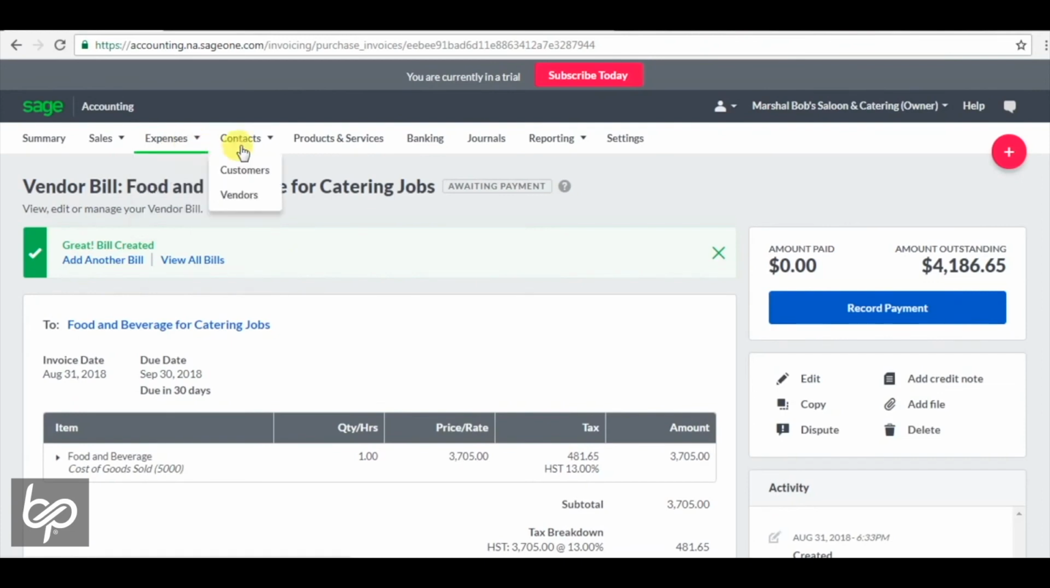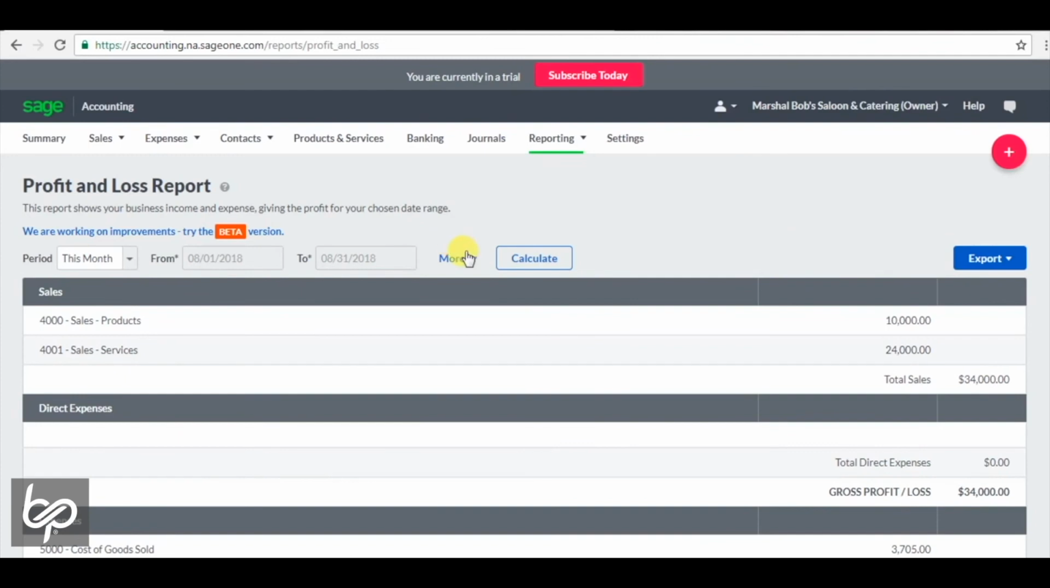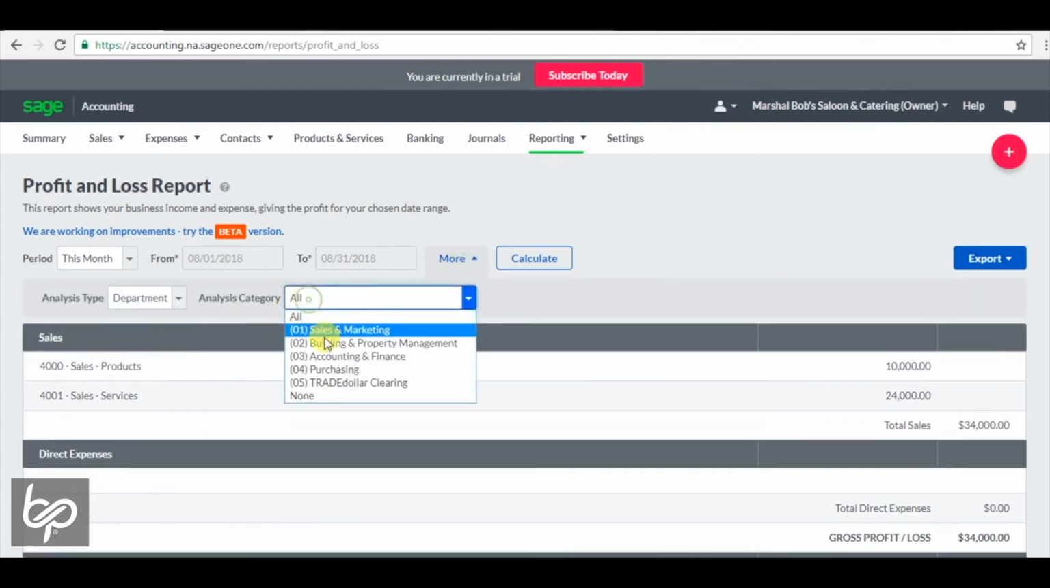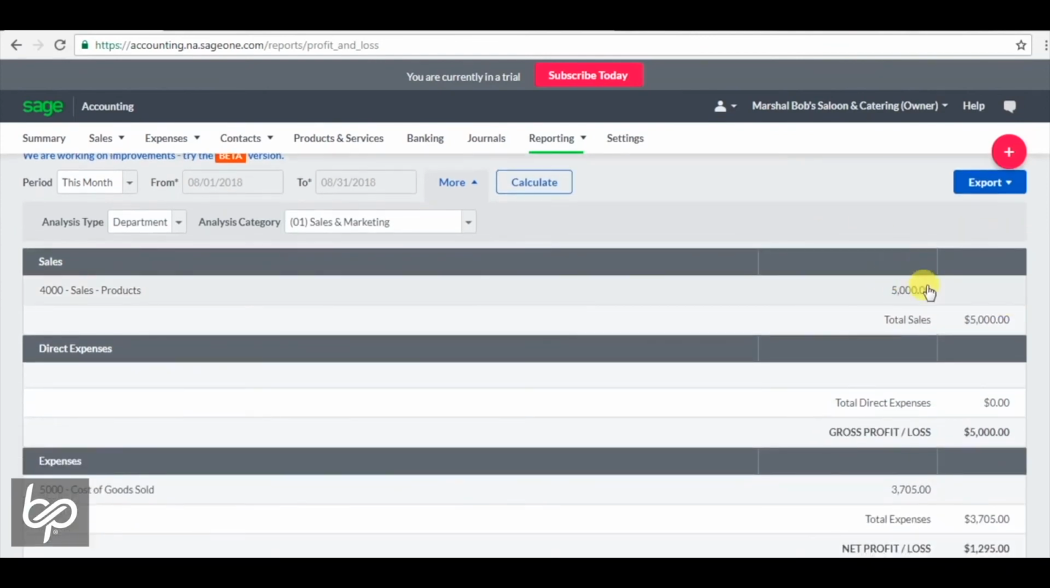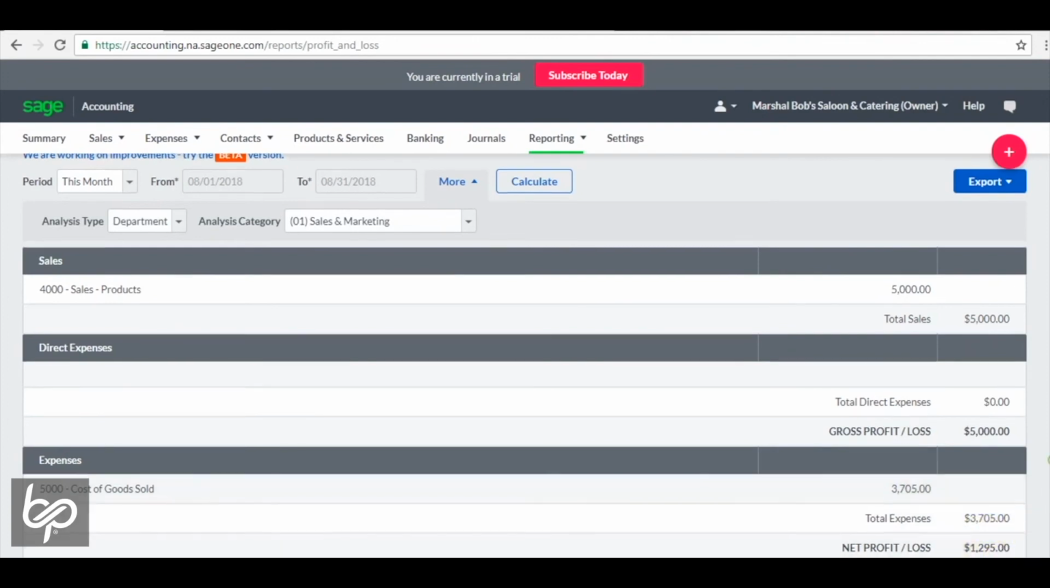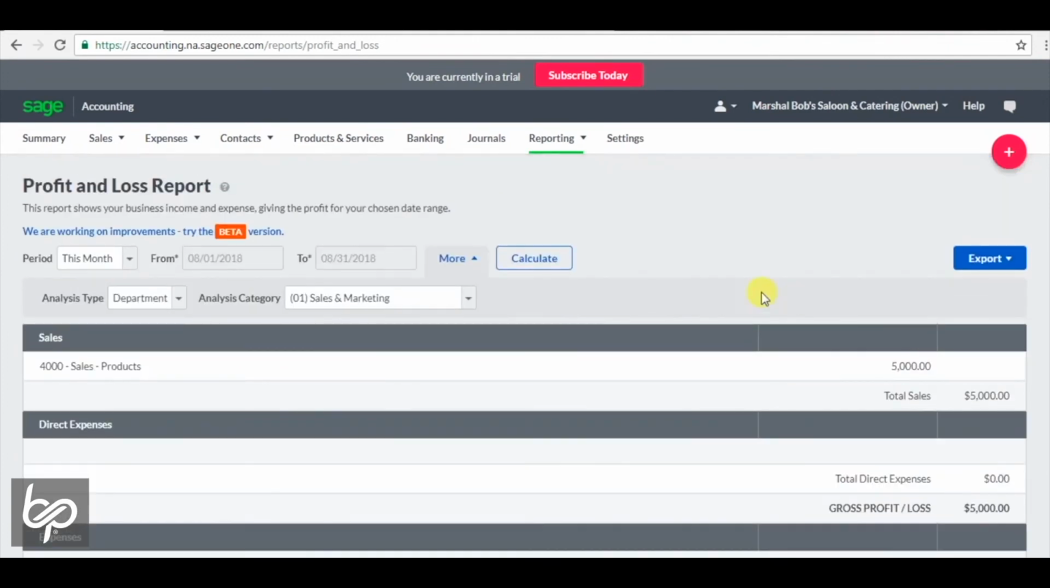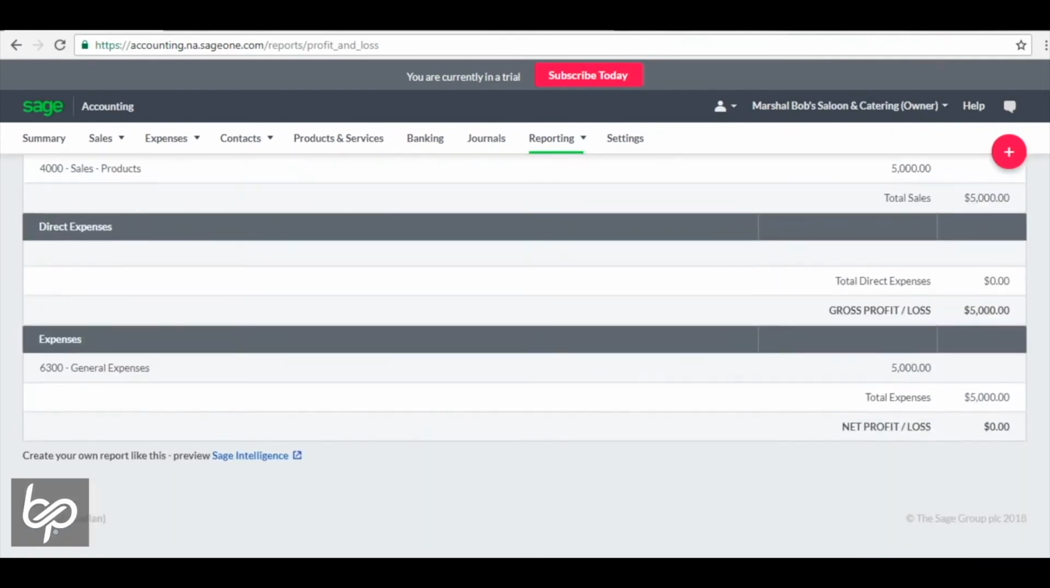And so now, when you look at the sales and marketing department, you can see they've been given credit for $5,000 of the $10,000 in sales, of which they have a cost of $3,705 Canadian, meaning that their net profit is $1,295 on that transaction. And the barter credit clearing department ends up netting out to zero.